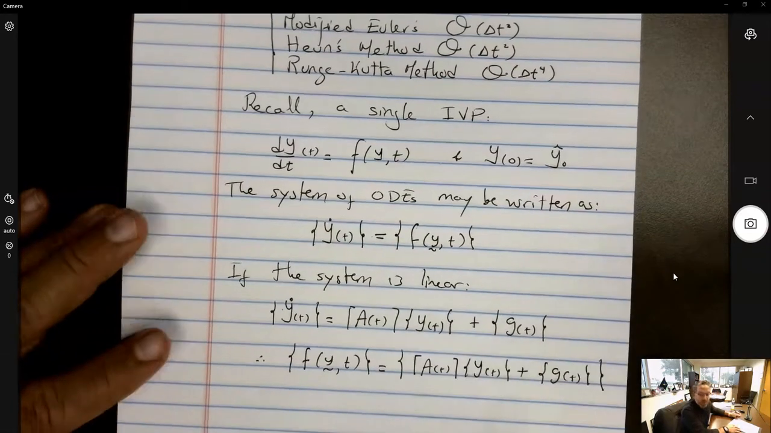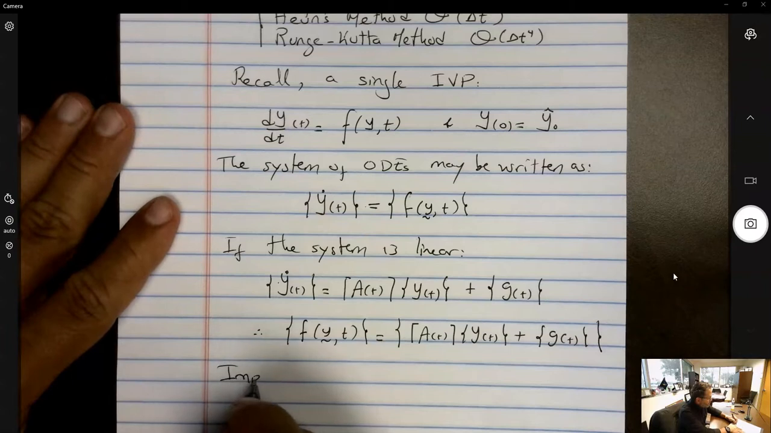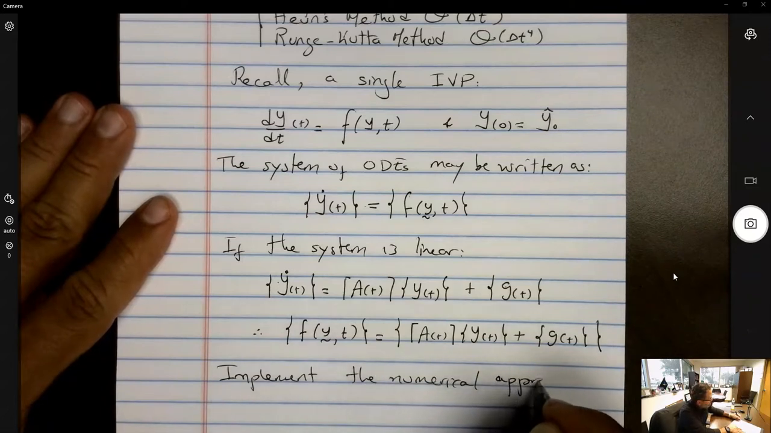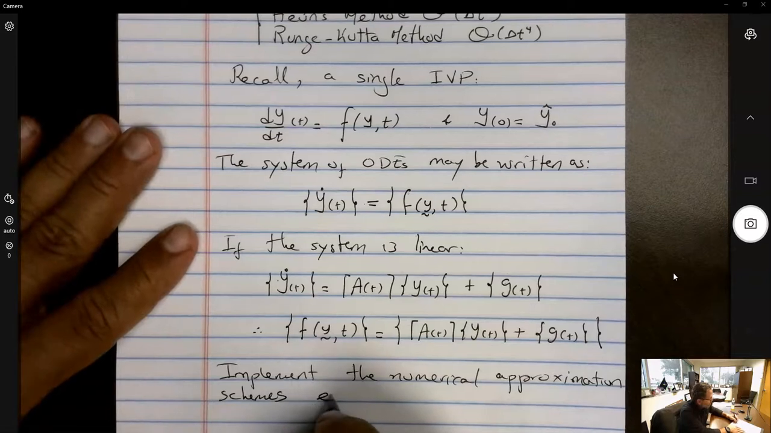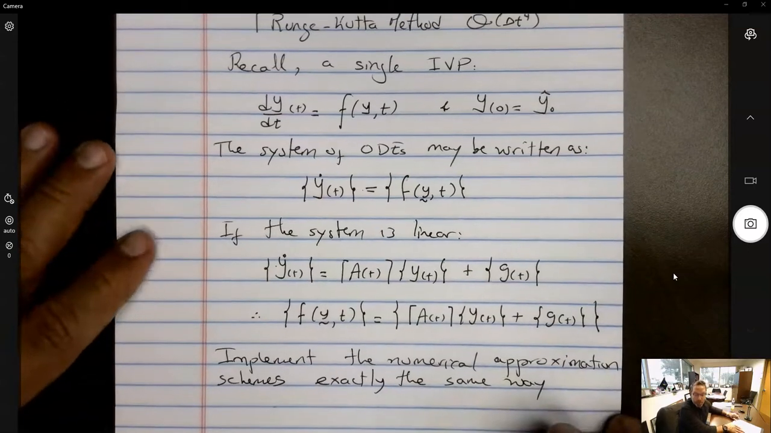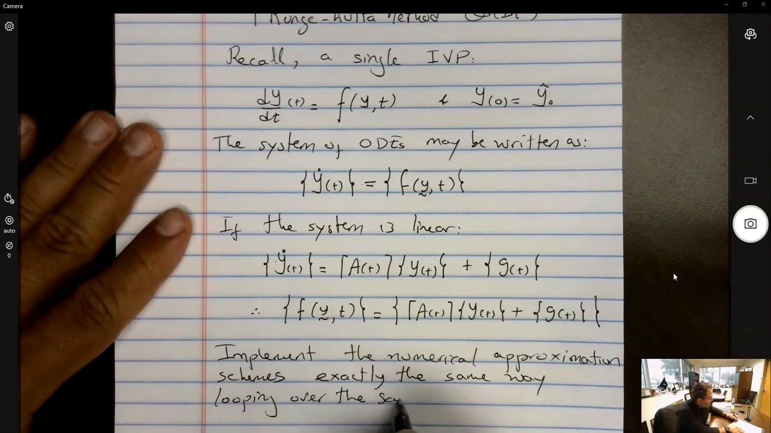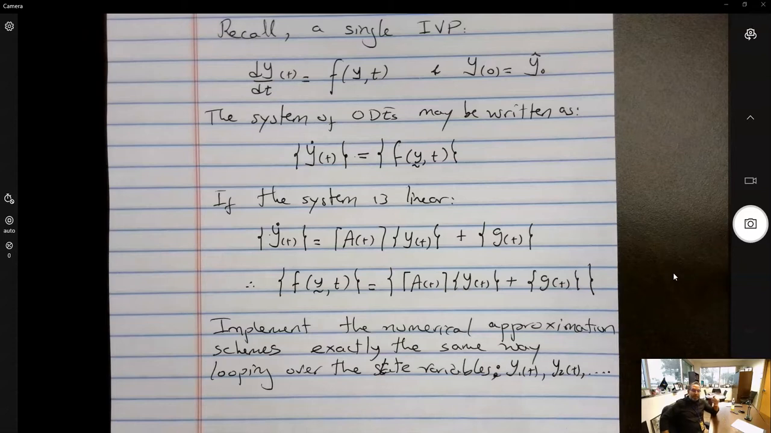In general, we can just express these functions on the right hand side if we wanted to express a system of equations like this, and simply implement the numerical schemes exactly the same way as we did before, looping over the state variables, that would be y1, y2, and so on and so forth. So we would have to loop at every time step.